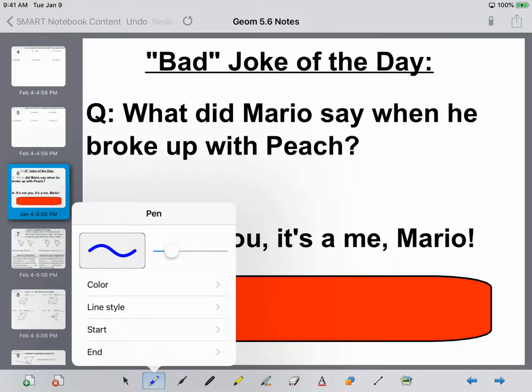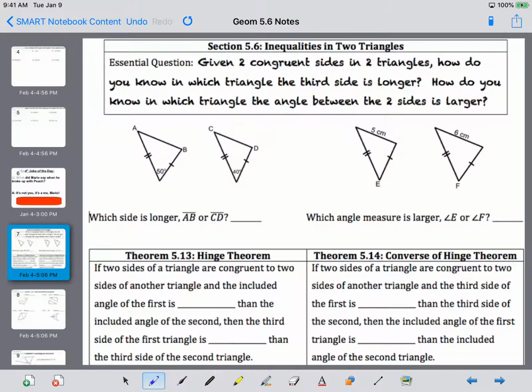Alright, so here we go. Kind of a longer essential question for today, so feel free to pause the video and jot that down. We actually have two essential questions. The first one is: given two congruent sides in two triangles, how do you know in which triangle the third side is longer? And how do you know in which triangle the angle between the two sides is larger?